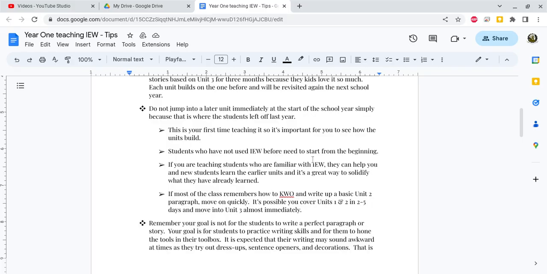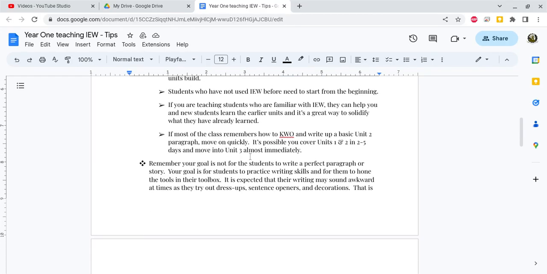And if everybody catches on very quickly to a unit, you can move through it very quickly. So for example, when I taught 8th grade English, the students had done IEW for a couple of years. We covered Unit 1 in a single class period. The next day, we did Unit 2, which would be writing from that. And we were done with Unit 2 by the end of the first week of school. And then we moved right into Unit 3. So you can move quickly through units that the students are really comfortable with.